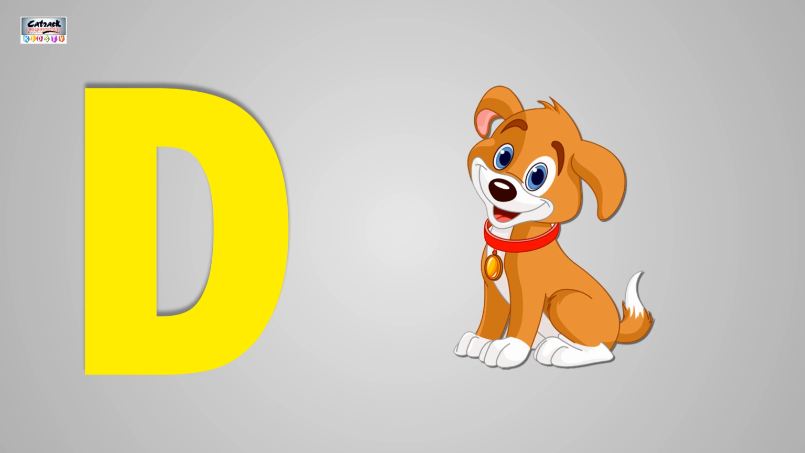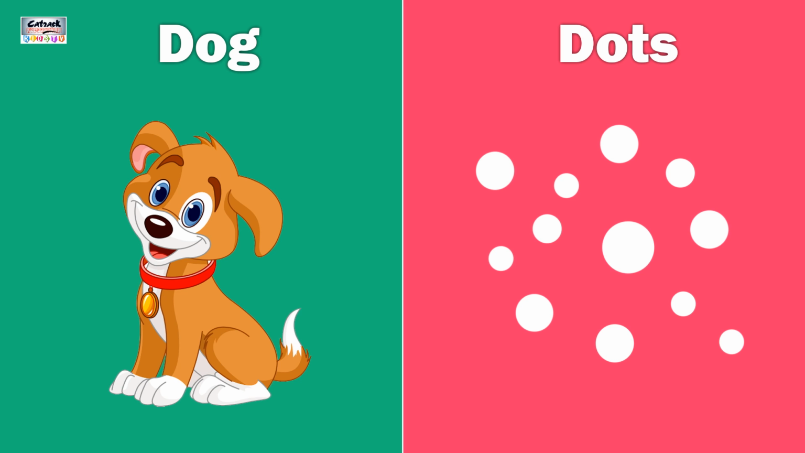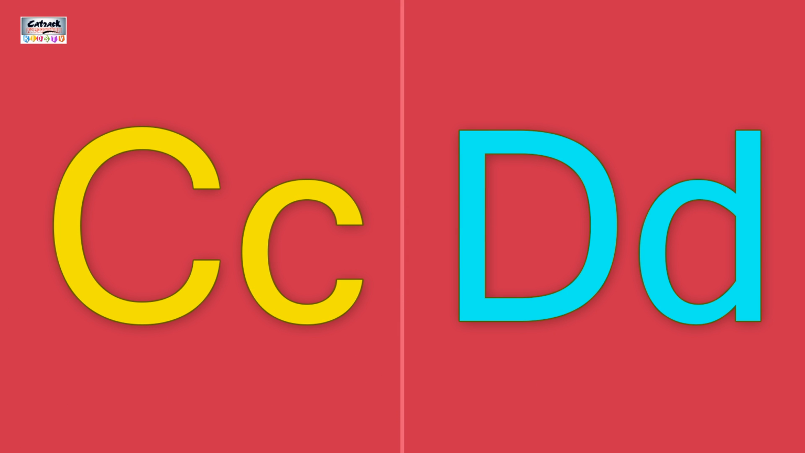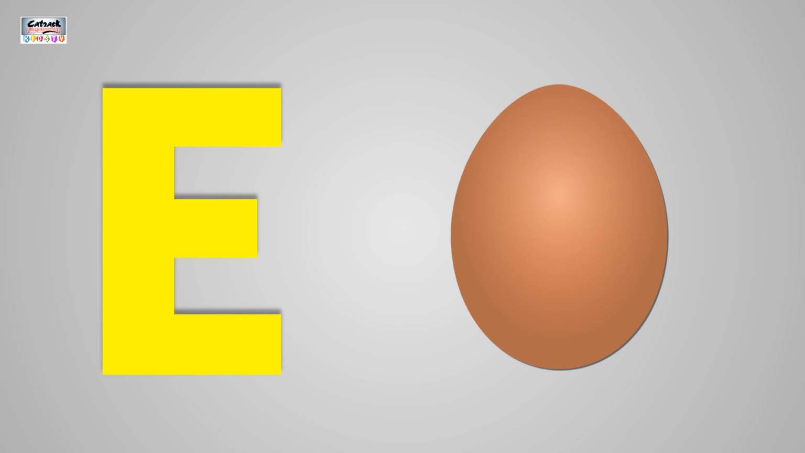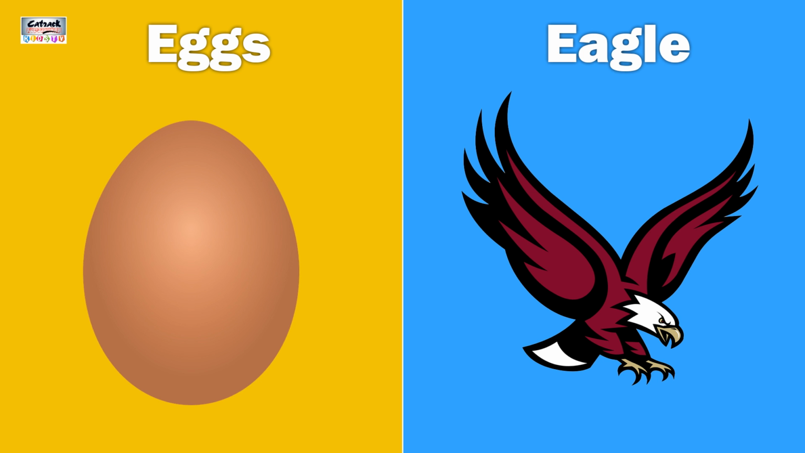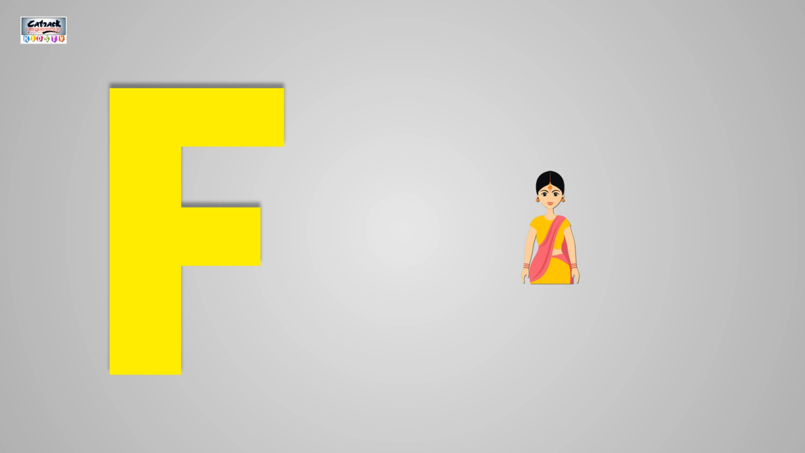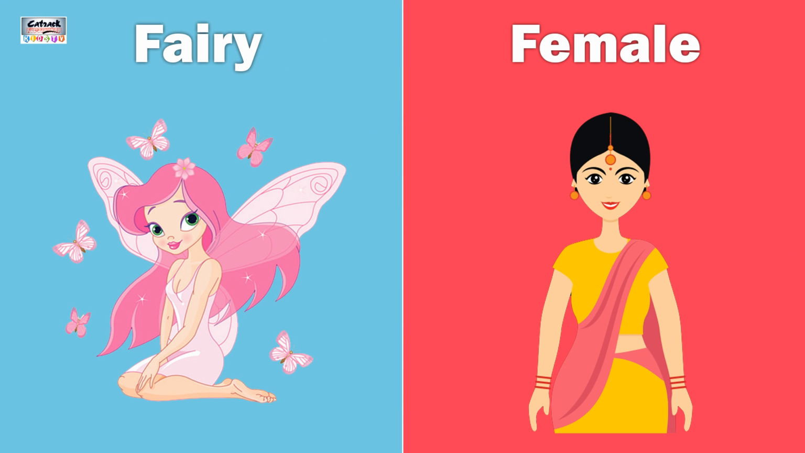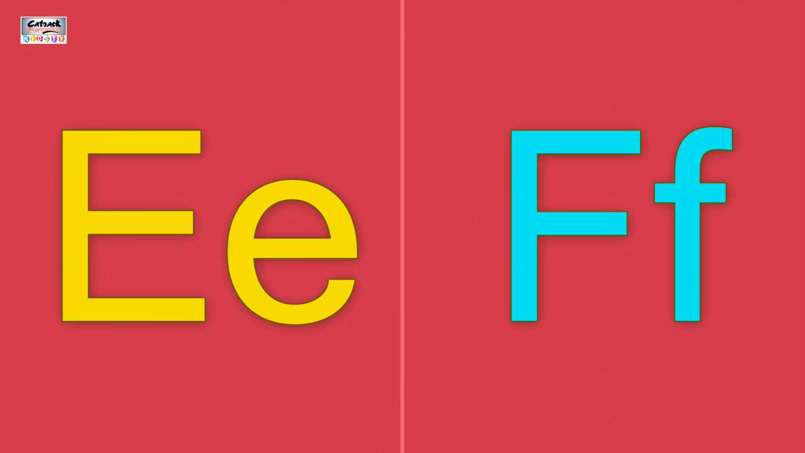D for dog. D for dots. D. E for eggs. E for eagle. F for fairy. F for female. G for goat. G for grass.